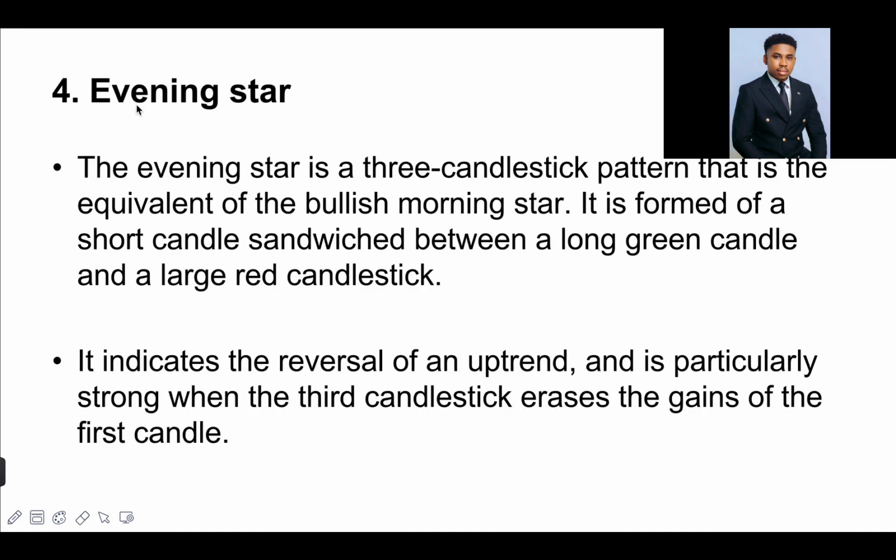Next, we have the evening star. The evening star is a 3 candlestick pattern that is the equivalent of a bullish morning star. It is formed of a short candle sandwiched between a long green candle and a large red candle. It indicates the reversal of an uptrend, and it's particularly strong when the third candlestick erases the gains of the first candle. Now let me explain what that means on the chart.